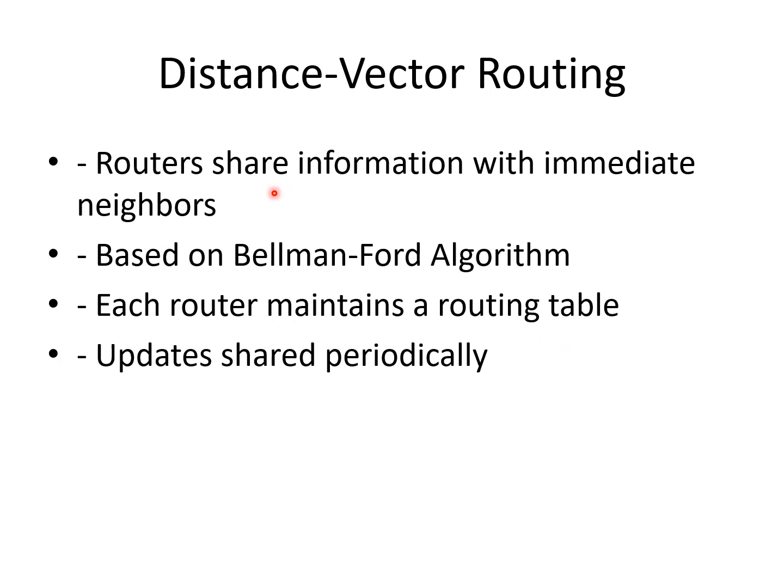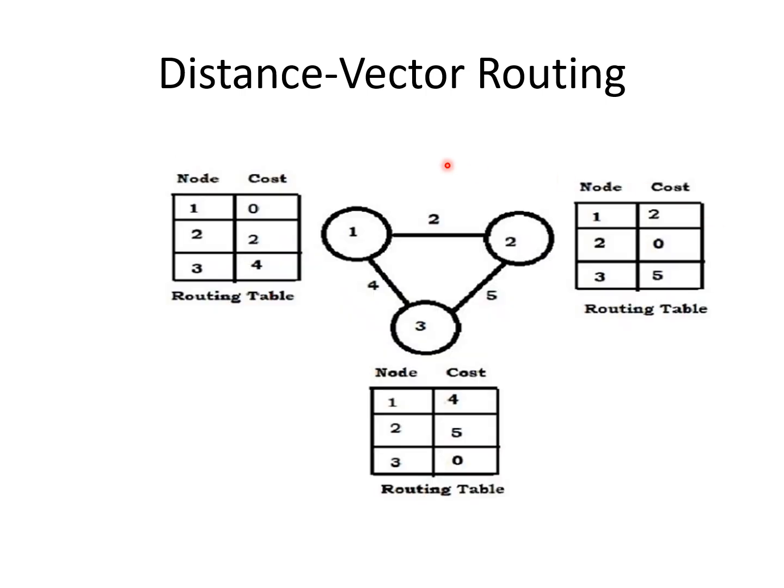Distance vector routing basically shares information with immediate neighbors. It is based on the Bellman-Ford algorithm. In distance vector routing, each router maintains a routing table and periodically shares its updates with its immediate neighbors. This is an example of distance vector routing.